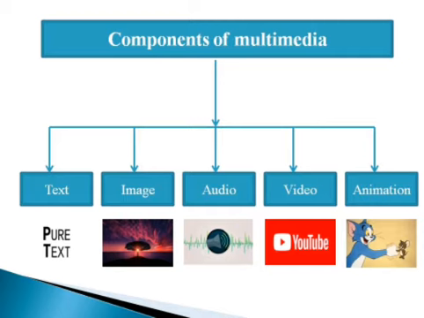Now we'll move into the topic components of multimedia. Under components of multimedia we have text, image, audio, video, animation. Text is normal text which you write on paper or type in a document, PDF, whatever it is. Those things come under text. Then image is your JPG file, a photo clicked by you or anything like that. That is called an image.